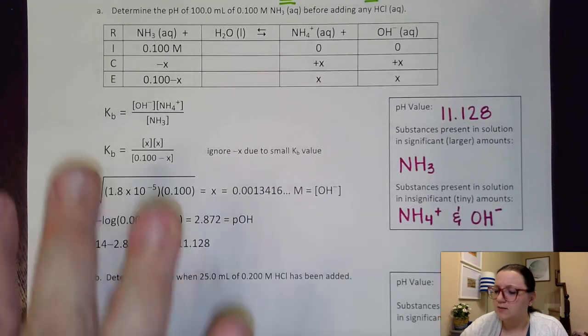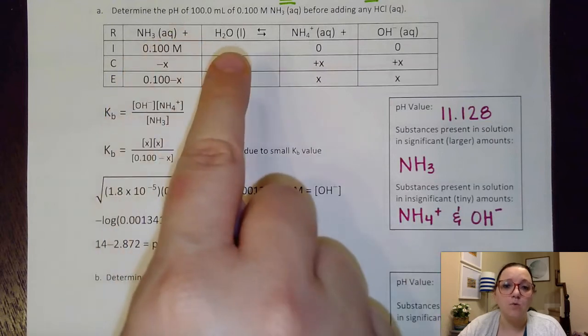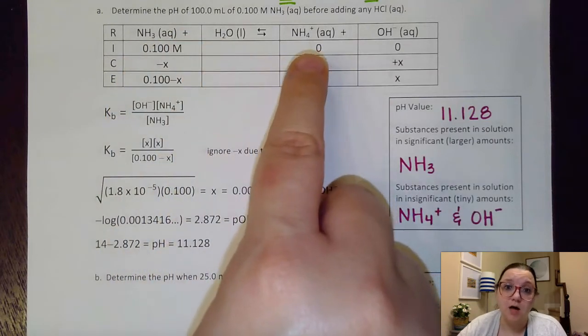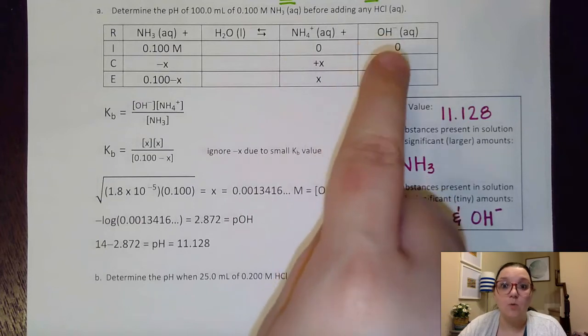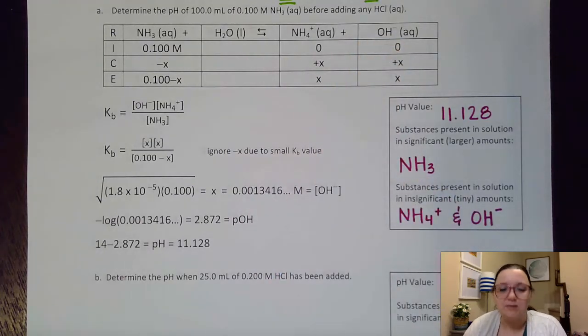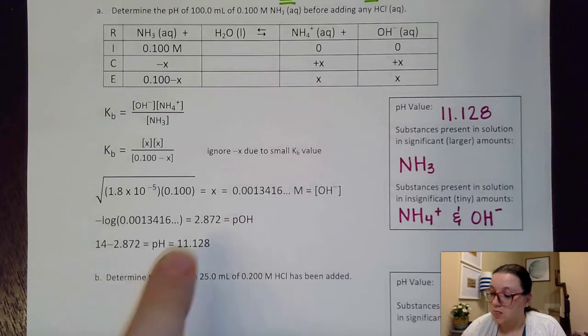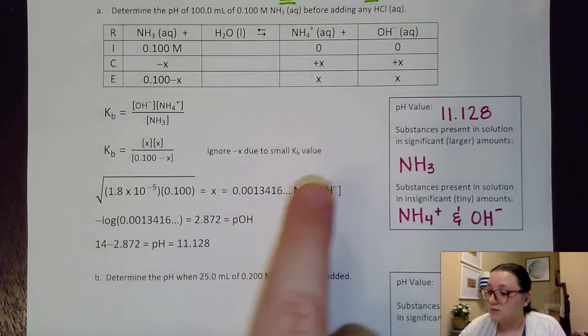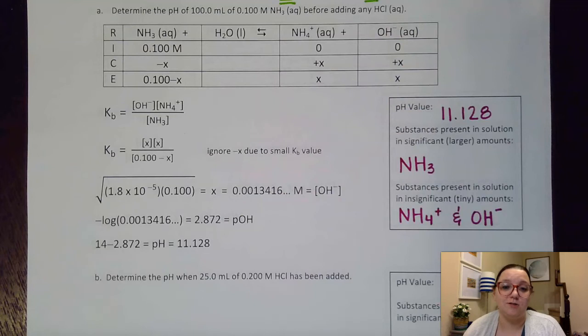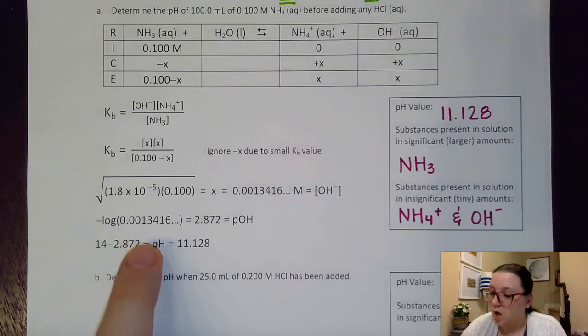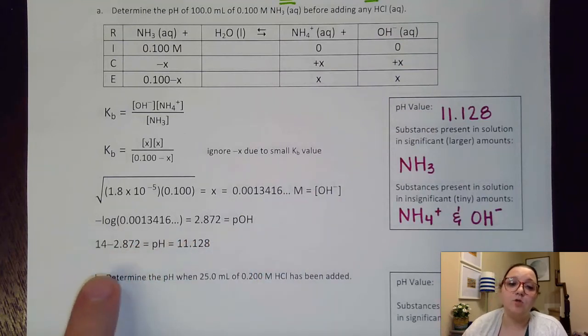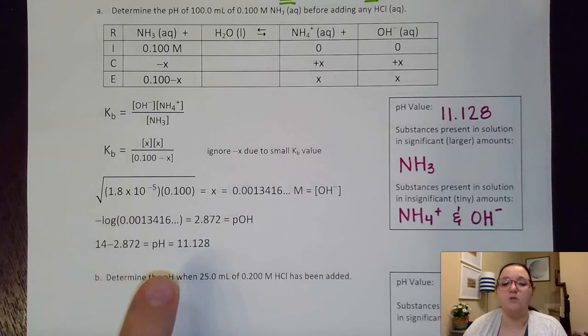I would have my Rice table here with my ammonia reacting with water to give the ammonium polyatomic ion and hydroxide. So that's how I'm going to get my OH out of this base. So then I would plug everything into my Kb expression. Once I solve my Kb expression, that would equal X. Here, X is representative of hydroxide ion concentration. So once I take the negative log and get my pOH, I can subtract that value from 14 to get my pH. And what that does is it gets us a starting value of the pH of 11.128.